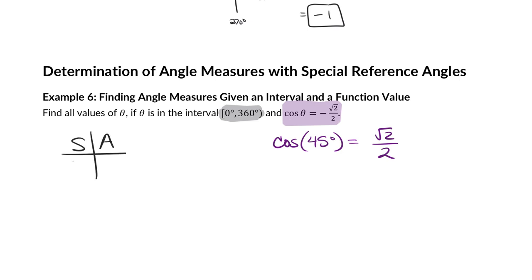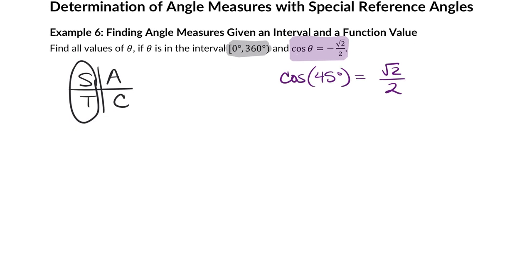Specifically, which two quadrants is cosine going to be negative? 2 and 3. Yep, that's what I meant. Thank you so much. What we want is the angles in those two quadrants that would use 45 as their reference angle. Meaning, if I had this angle here in quadrant 2, and this was 45 degrees, what is theta?